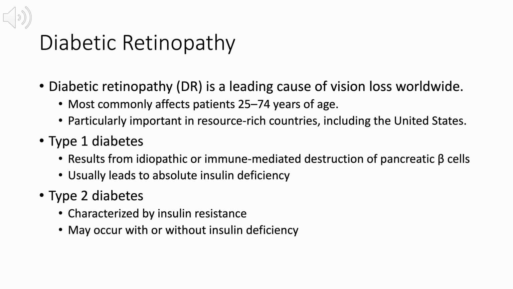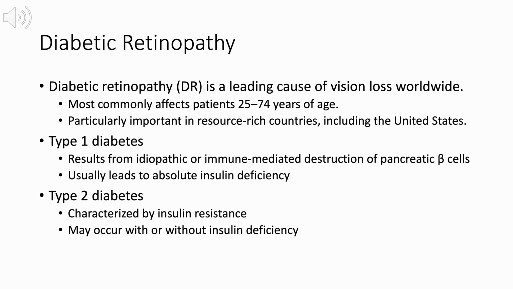Now, before we go further, we need to distinguish the two forms of diabetes mellitus because they behave differently and, as we will see shortly, they carry different screening recommendations. Type 1 diabetes results from idiopathic or immune-mediated destruction of the pancreatic beta cells, and it usually leads to an absolute insulin deficiency. Because the beta cell mass is destroyed, the onset is typically abrupt and clinically obvious, which means the date of diagnosis closely approximates the date of disease onset.